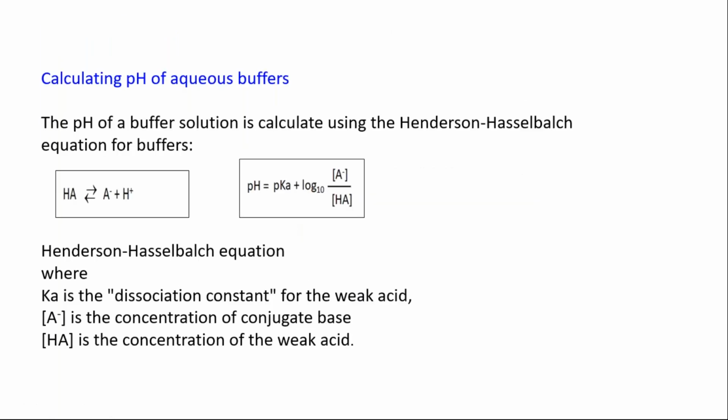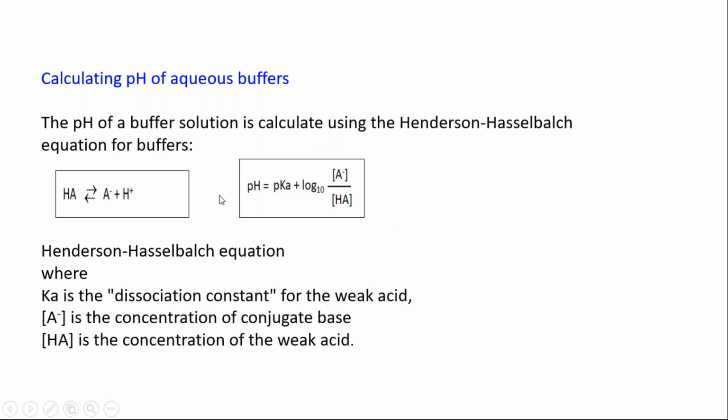So how do you calculate the pH of aqueous buffers? We use the Henderson-Hasselbalch equation. The Henderson-Hasselbalch equation is that the pH is equal to pKa plus log to the base 10 of A minus divided by HA, for a weak acid which dissociates in the way that it is shown. So Ka is the dissociation constant of the weak acid. A minus is the concentration of the conjugate base, and HA is the concentration of the weak acid.